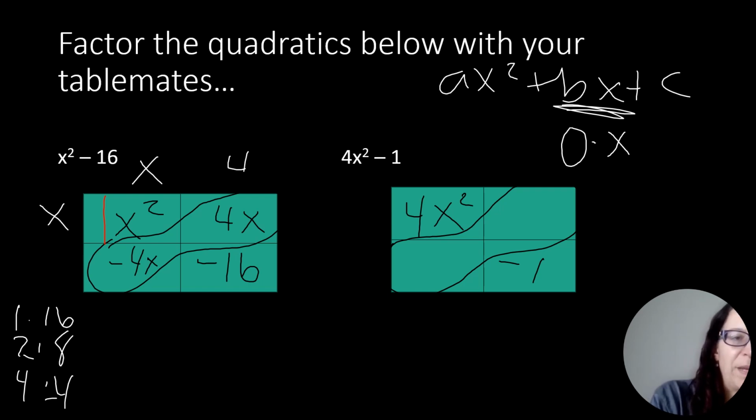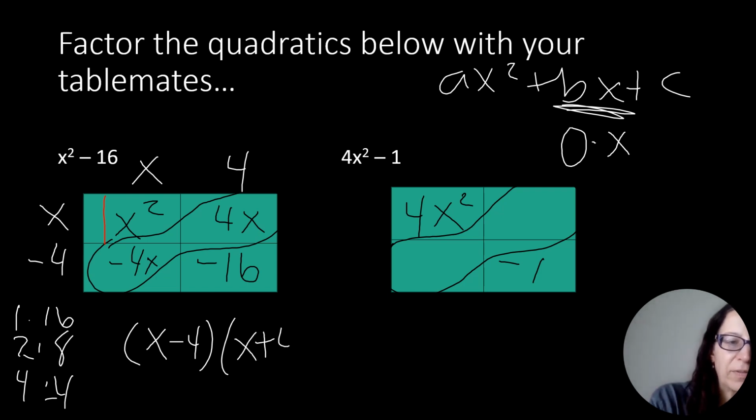Over here, this would be 4, since x times 4 would give us the 4x. Down in the lower left, it would be negative 4, since negative 4 times x would give us negative 4x. And then as always, you can use your last box as a check. Negative 4 times positive 4 does give you the negative 16. And so this would end up being x minus 4 and x plus 4.